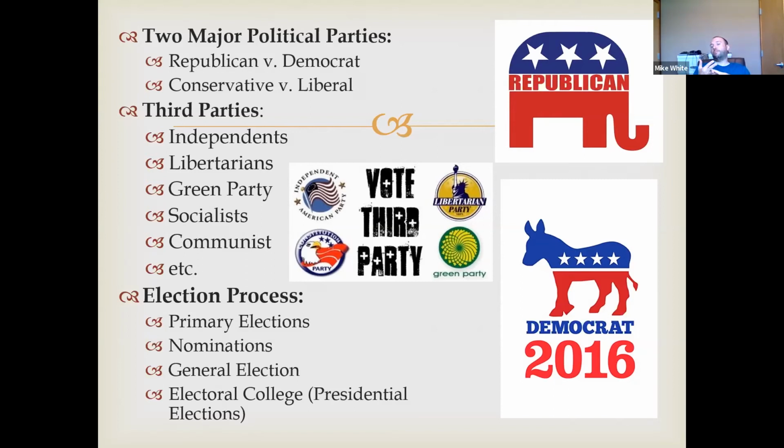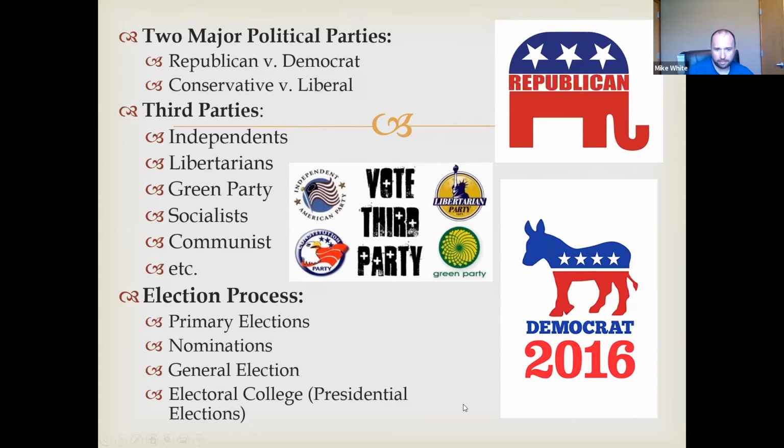So on the presidential ballot, if you're old enough to vote this November, right, you'll have a Democrat, you'll have a Republican, and you'll have all those third-party candidates as well. And so you will vote for a person from one of those parties. You can't vote for more than one. You can't vote for people from the same party. There's only one representative per party in the general election.